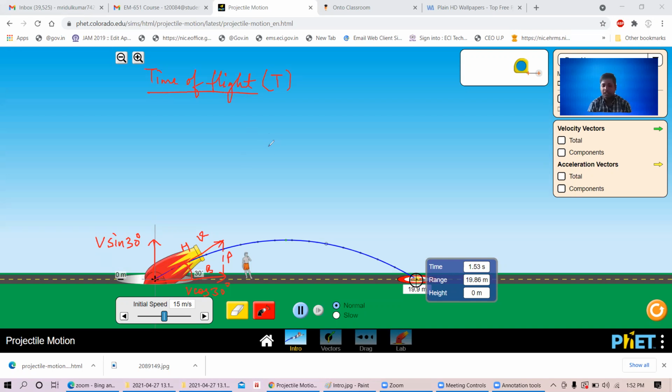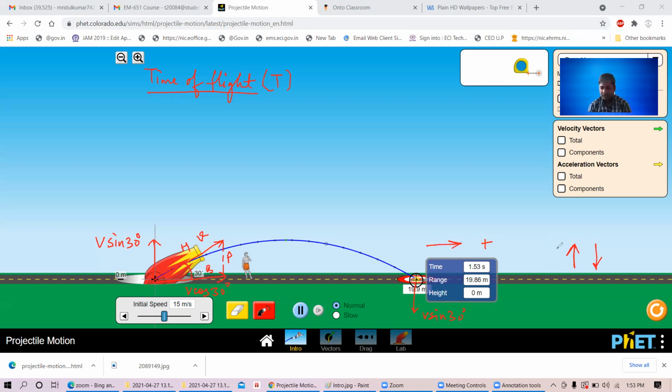To calculate it, we can use a simple relationship: the vertical component will change to v sin 30 in the negative direction. If we split this inclined projectile motion into these two directions, we can see that only in one direction is there a changing velocity at a particular time, and in the horizontal direction it stays like this.